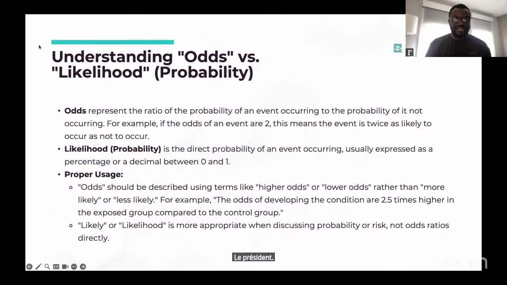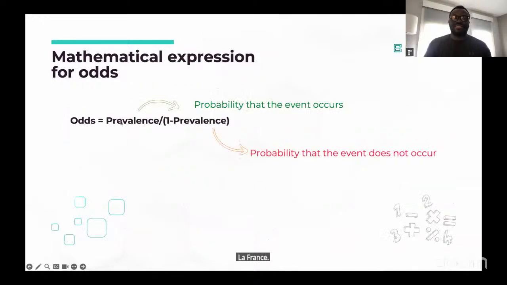And so first order of business is to understand the concept of odds versus likelihood. Odds represents the ratio of the probability of an event occurring relative to the probability of that event not occurring, right? And we have a formula for it here. So odds is equal to prevalence over 1 minus prevalence, or odds is equal to probability over 1 minus probability. So it's the probability that the event occurs divided by the probability that the event does not occur. You can also say it is the likelihood that the event occurs divided by the likelihood that the event does not occur.